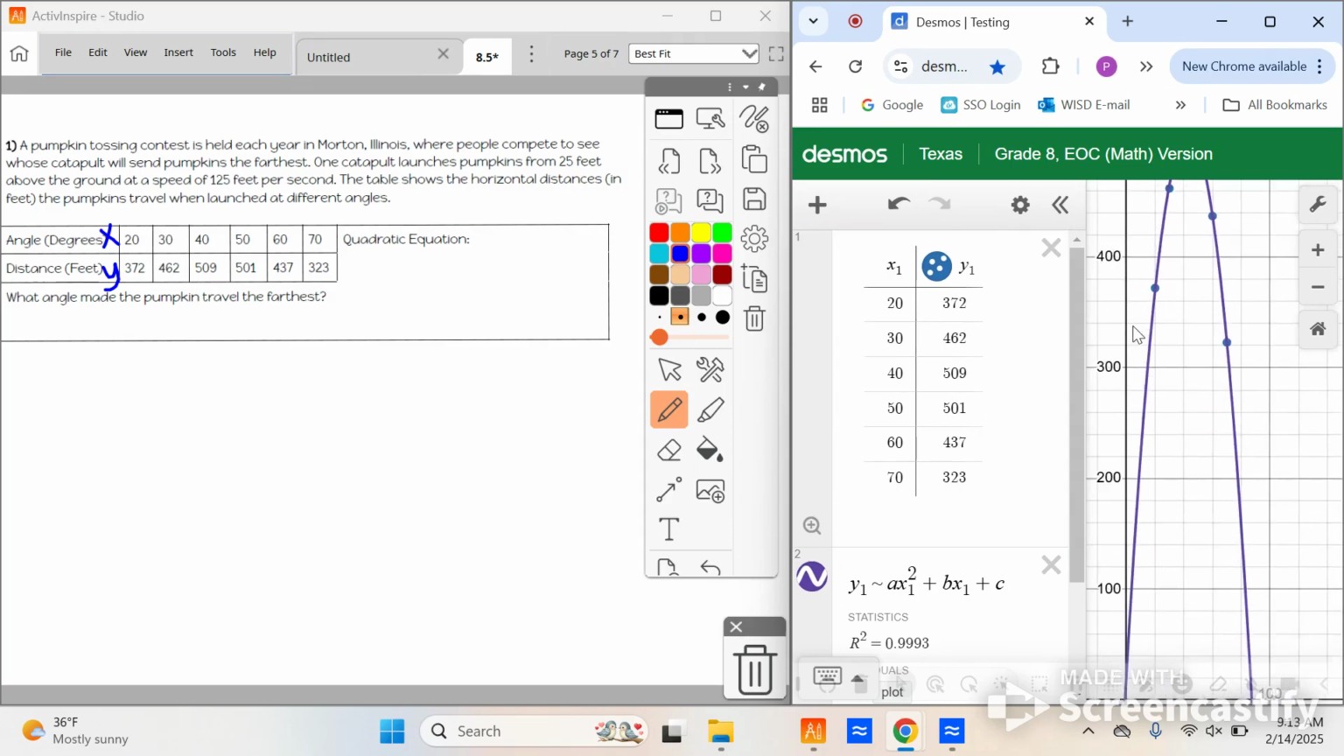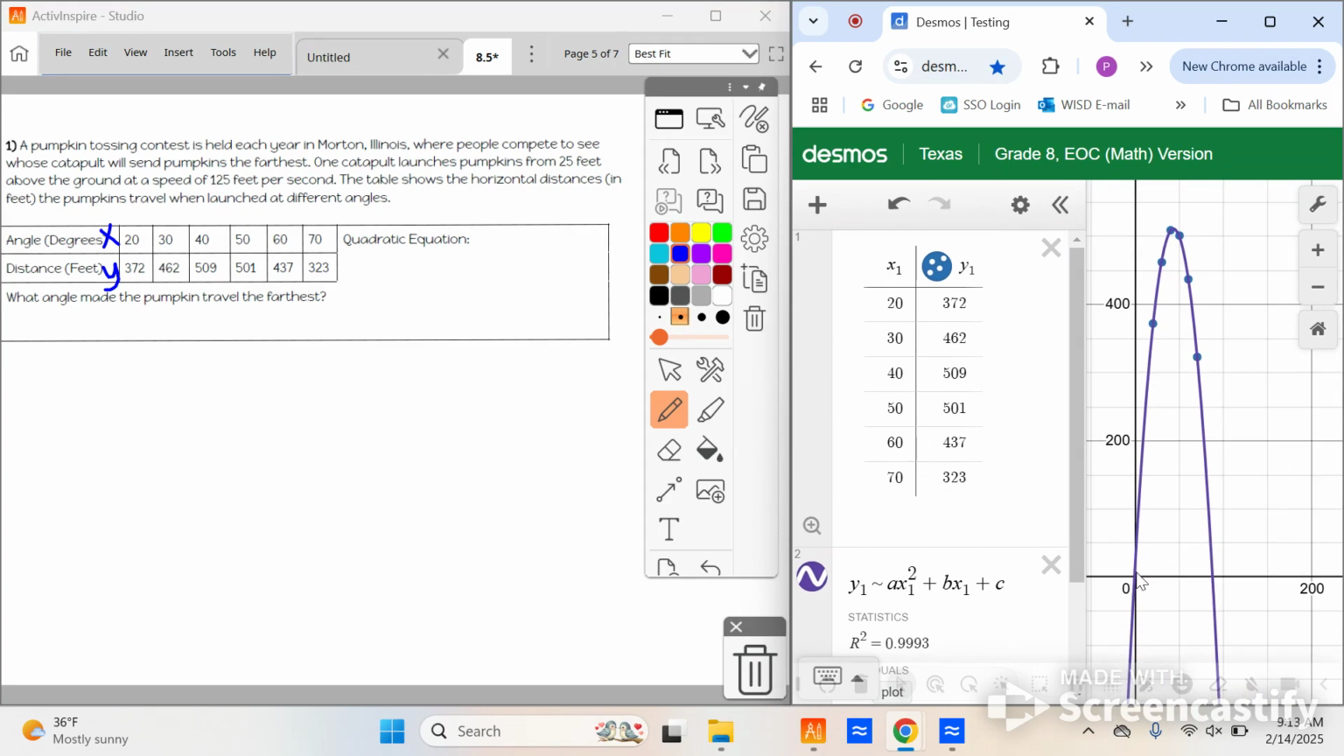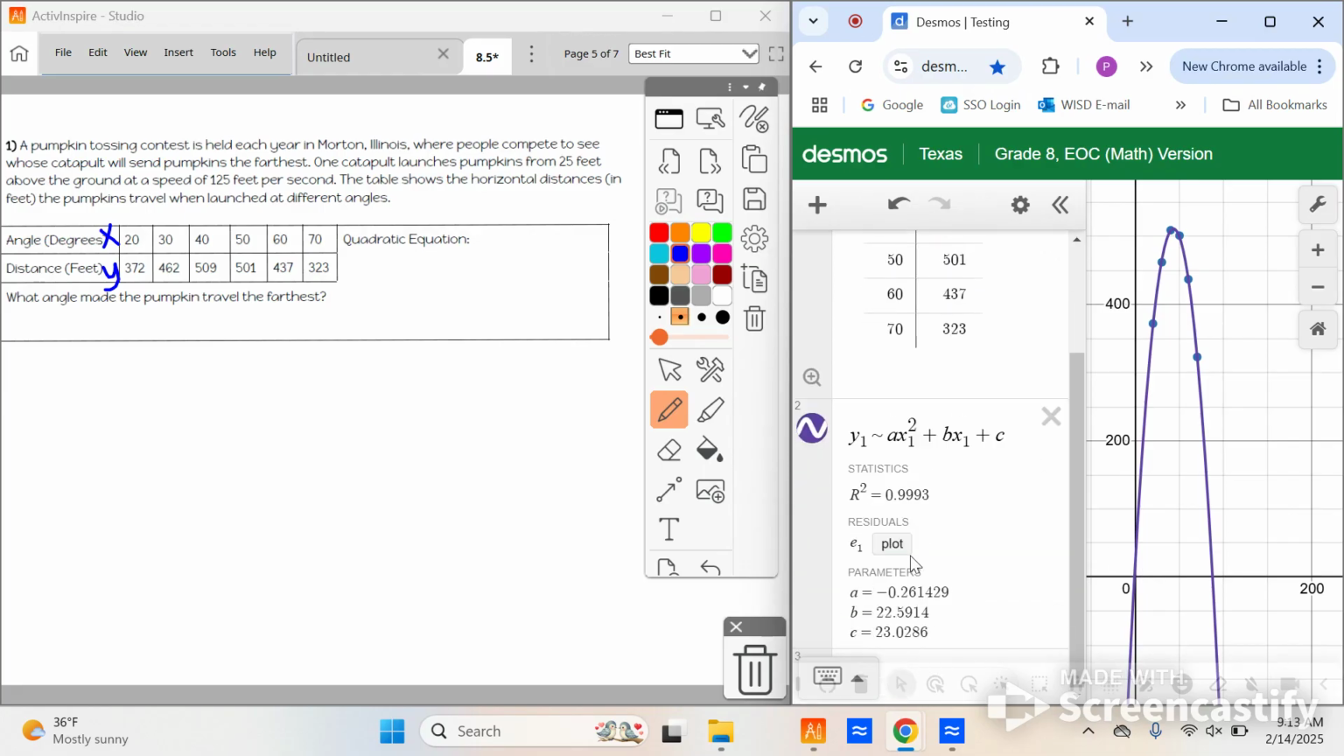All right, now I'm going to zoom fit because I want to see what this looks like when a pumpkin is catapulted. And thinking realistically, again, I can't have negative degrees, right? I'm not going to catapult the pumpkin into the ground. It can't travel a negative distance, right? And it's going to stop when it hits the ground. So here, just in the positives, is where my pumpkin is being catapulted. So my a value is -0.261429. We're going to round again. So I have y equals, we're going to say -0.3.